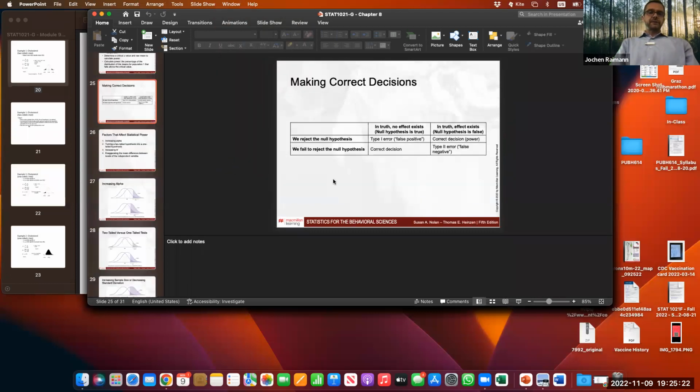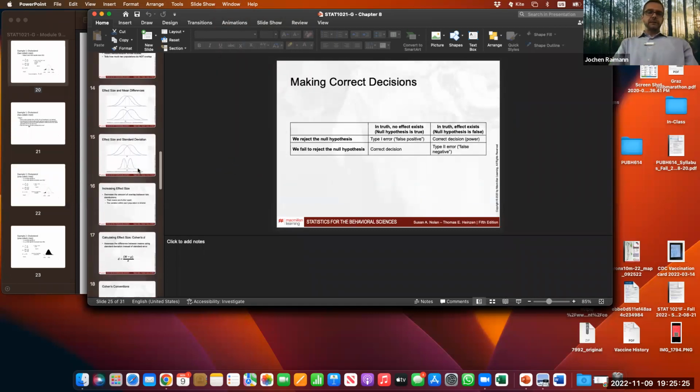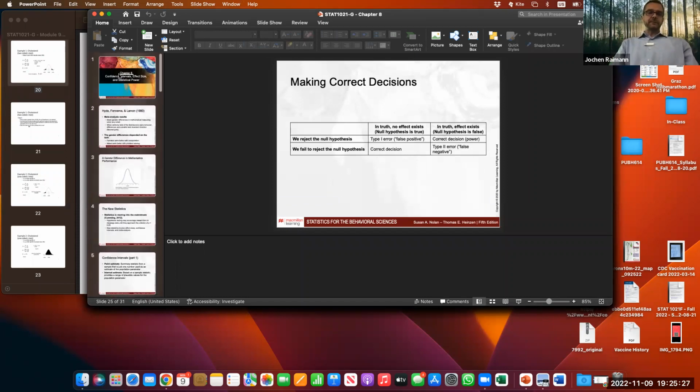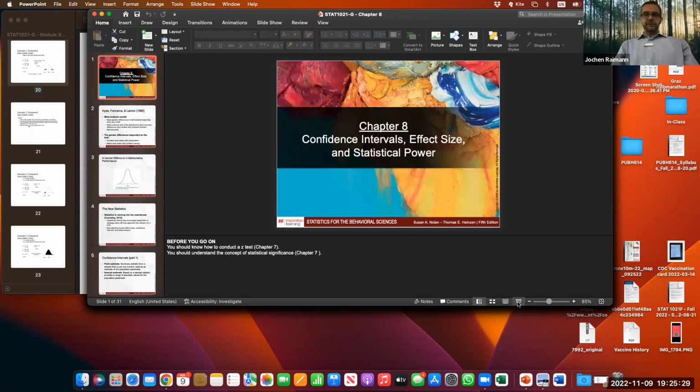And then last, we have the confidence interval. And that is a rather complicated chapter. I don't know, at least I think it's the more complicated chapter. I hope it's easier for you than I think it may be.